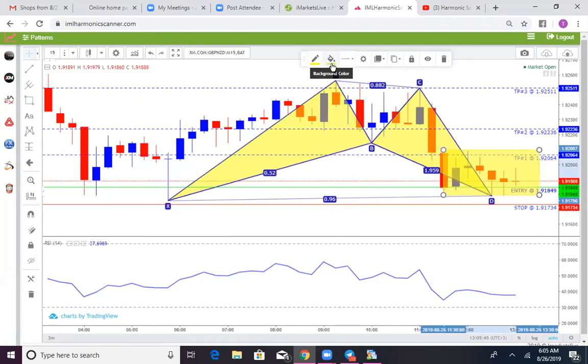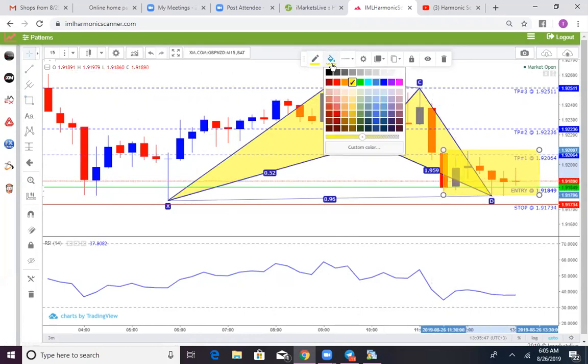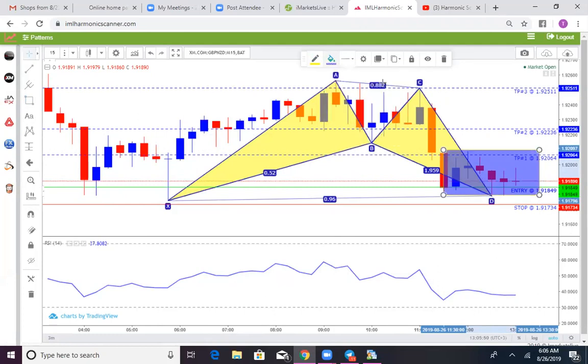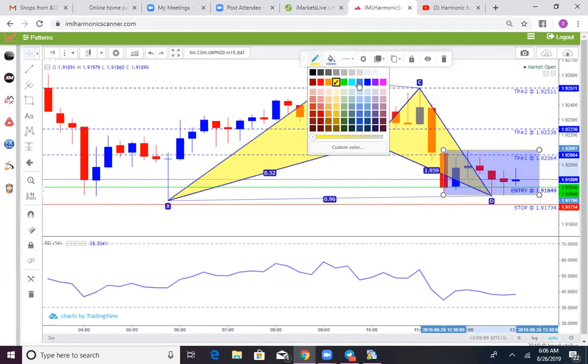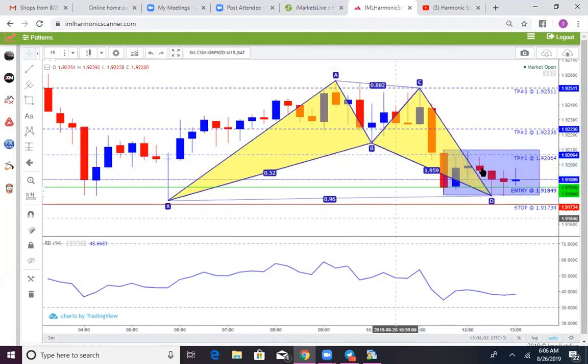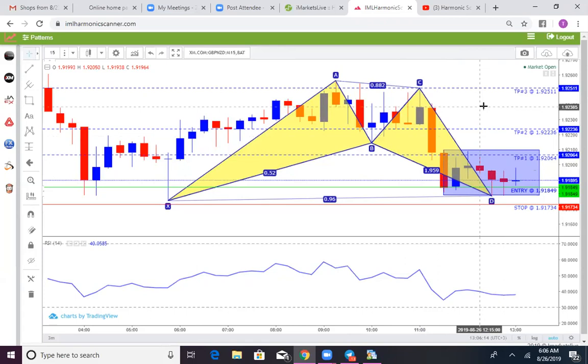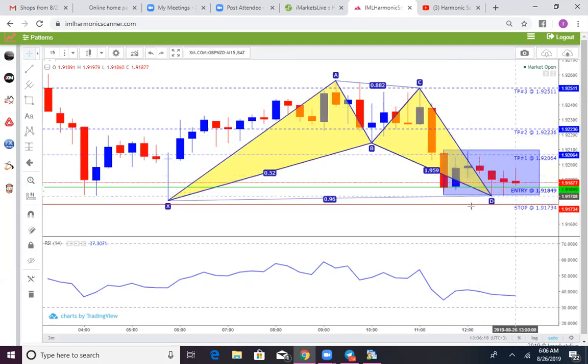Let's make that a different color. Well, I guess it could be blue because we're looking for the buy, but I'll make it just a little bit lighter. And this one can be that color. So this is just stuck in consolidation.